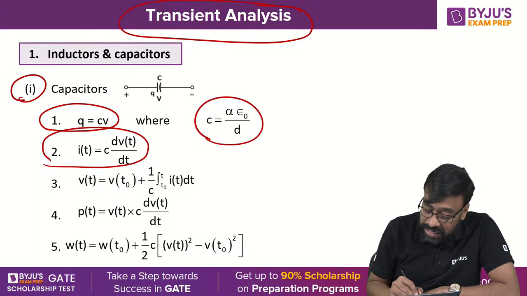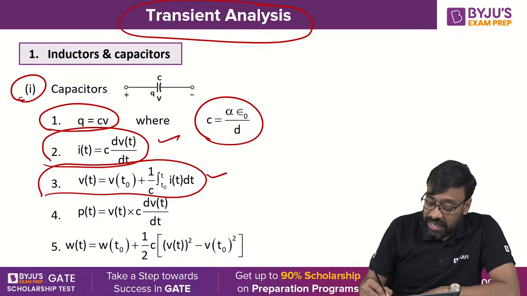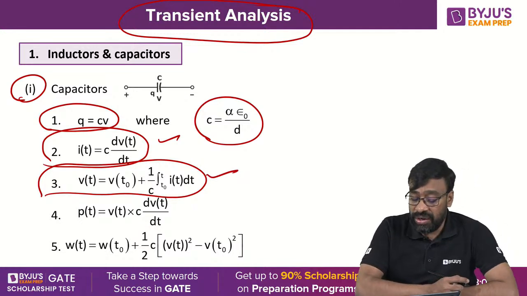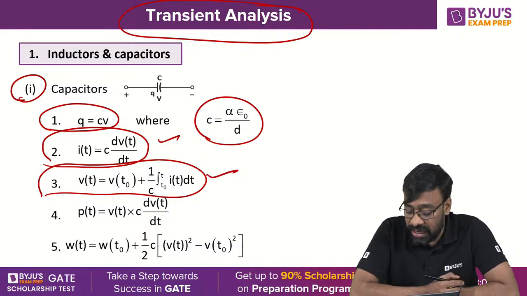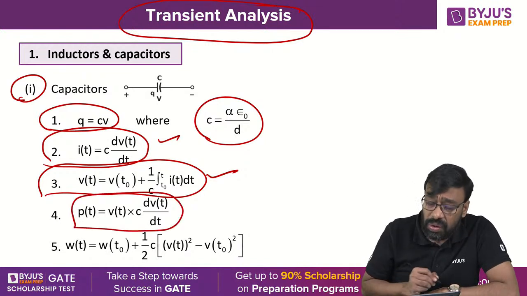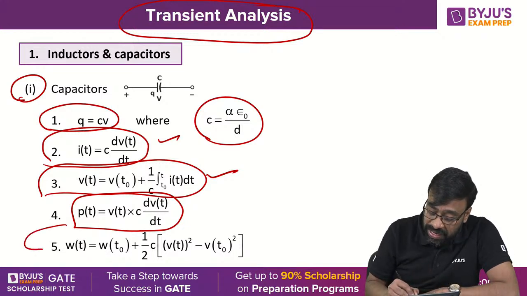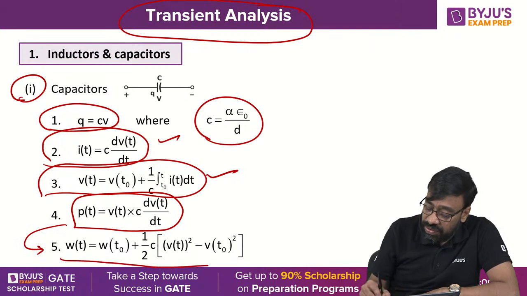I told you this formula even in yesterday's class, so I don't want to explain again. This is the slope, this is the area. V of t is equal to V of t naught plus 1 by C integral t naught to t of I of t dt. Power can be calculated as voltage and current product. Voltage is V of t, current is C dV of t by dt. And once you know power, you can find the energy by using this simple formula.